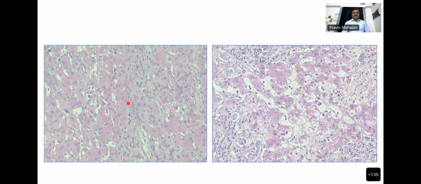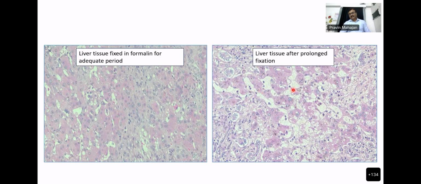Now this is a liver biopsy. You can see that the liver biopsy in the image on the left hand side is fixed in formalin for adequate time, and you can see the adequate cellular details and everything can be made out. But in the image on the right hand side, you can see that the liver tissue has been fixed for a prolonged time. That's why there is a shrinkage of the cells. There is an artificial emptiness around these ducts, and you can start to see some brown black pigment around the sinusoids, and that is a formalin pigment which has been set in.